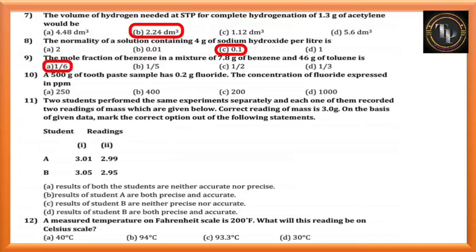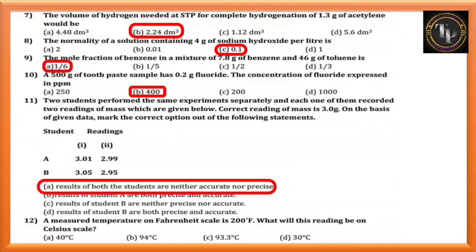1/6. A 500 gram of toothpaste sample has 0.2 gram of fluoride. The concentration of fluoride expressed in parts per million, ppm, is 400. So these are the data they have given, and they are asking the correct option out of the following statements. See, the answer is, result of both the students are neither accurate nor precise. So if you see, the correct answer is 3.0 gram, and we got 3.01, 2.99, 3.05, 2.95, means the A and B both are not accurate, not precise.